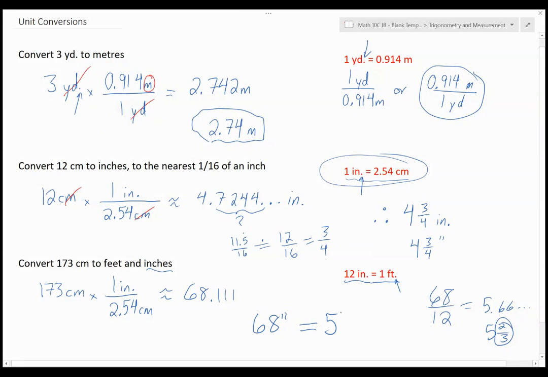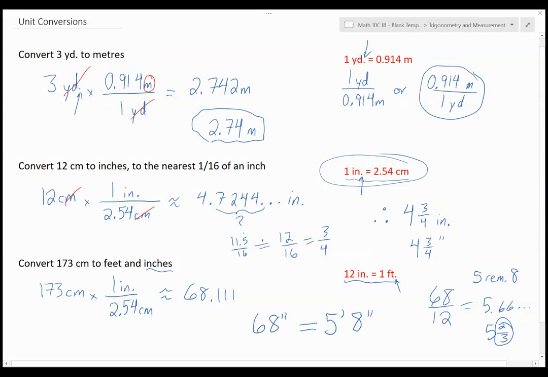Feet we can represent with a single quotation, just an apostrophe. And then 5 feet, so I sort of figure out, okay, well, 5 times 12 is 60. So that means I had 8 left over. Essentially, I'm wanting a remainder. So this is 5 with a remainder of 8. That 8 is the inches that are left over. So 5 feet and 8 inches.